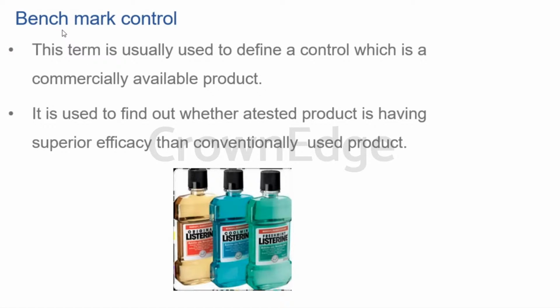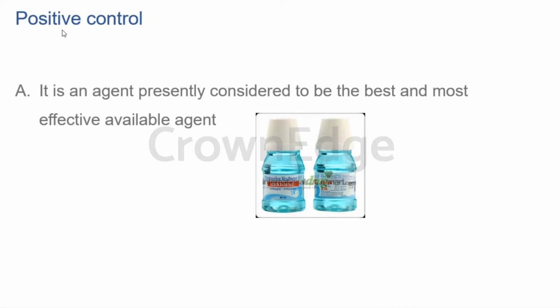Benchmark control is a gold standard. It is a control that is already commercially available and is being largely used. It is used to find out whether the tested product has superior efficacy than the conventionally used product, meaning whether your drug or medicine under study is better than the one that is already present in the market or not. Then there is a positive control. Positive control is an agent that is presently considered to be the best and the most effective available agent.